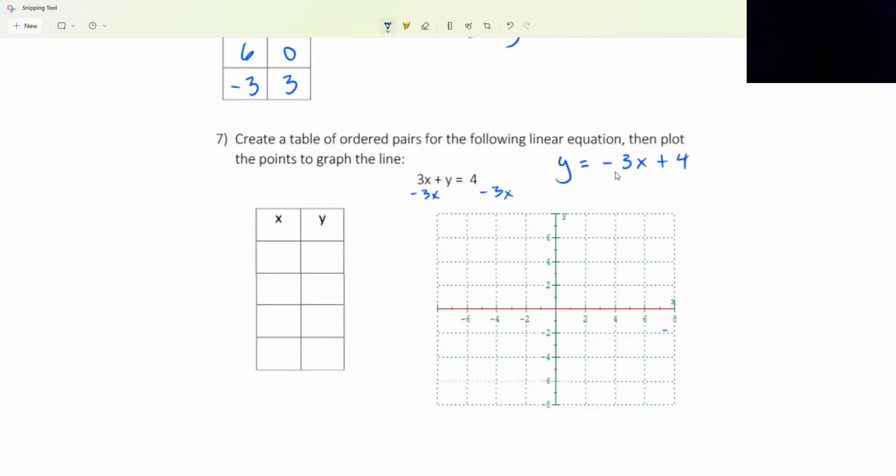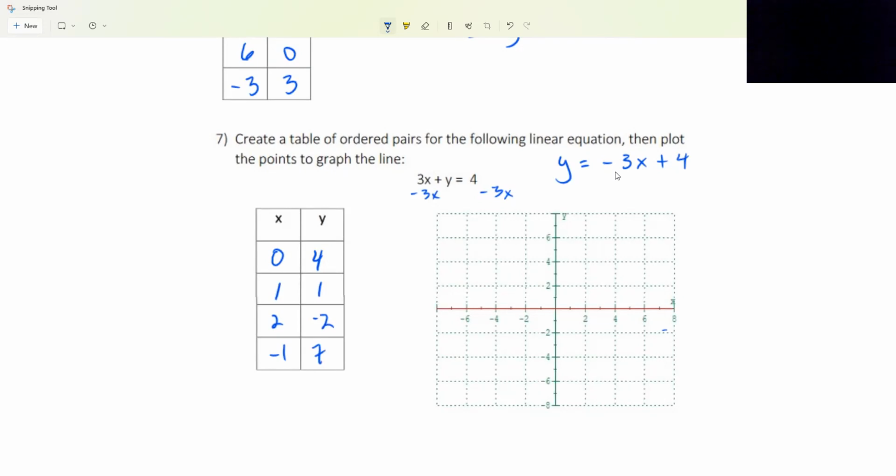All right, so let's put 0 in for x. Well, negative 3 times 0 is 0, so you just get 4. Let's use 1. Negative 3 times 1 is negative 3, plus 4 is going to be 1. Let's use 2. Negative 3 times 2 is negative 6, and negative 6 plus 4 is going to give you negative 2. And if you want to throw in a negative number, you can. Negative 3 times negative 1 is positive 3, and positive 3 plus 4 is going to give you 7. So it's just a plug and chug kind of deal, just like we did on a prior page.